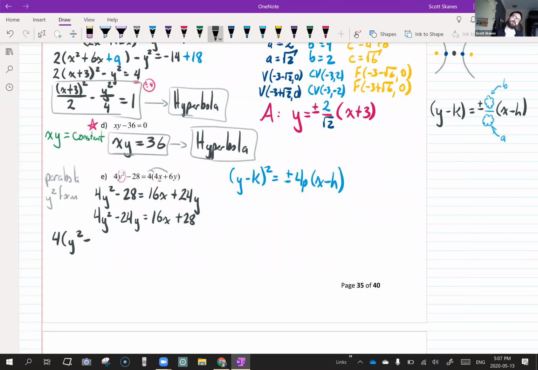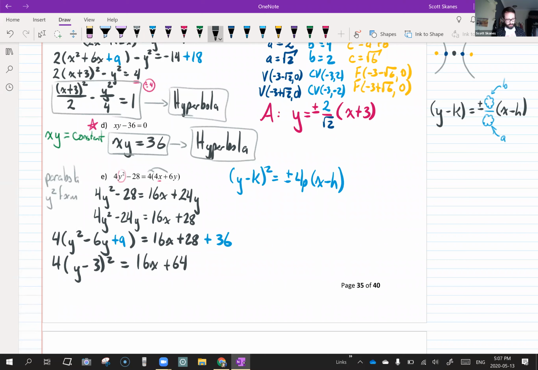24 divided by 4 is 6. Divide that by 2 and square it. I'll do that after, actually. On the right side, 16x plus 28, and then I'll go back and write those in. 36. Okay, so I'm not going to talk through these steps. I've already talked through this enough. I want to talk through the later steps.